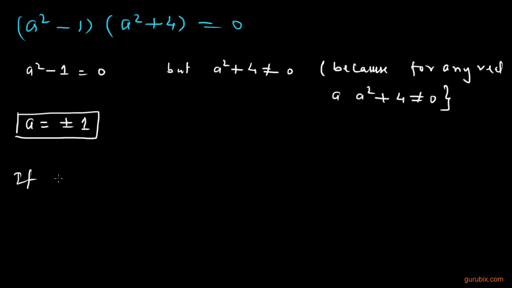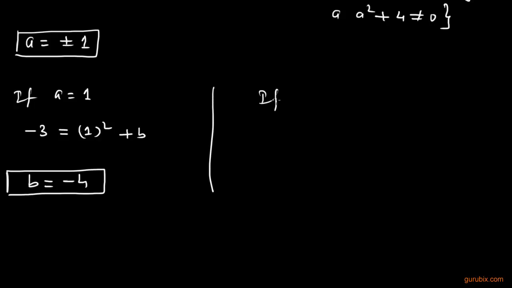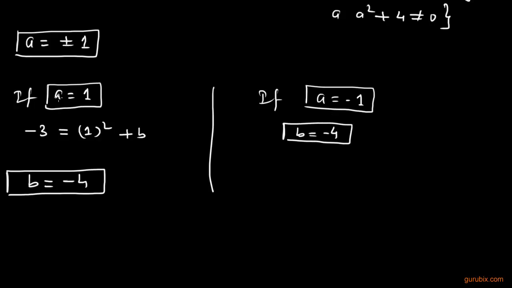If a is equal to 1, then we have minus 3 equals 1 square plus b. This means b is equal to negative 4. Same as, if a is equal to minus 1, then b is also negative 4. So these are the two solution sets of the given question. Thank you.